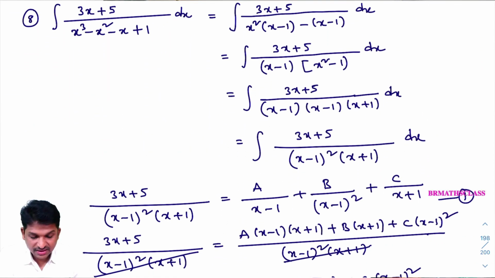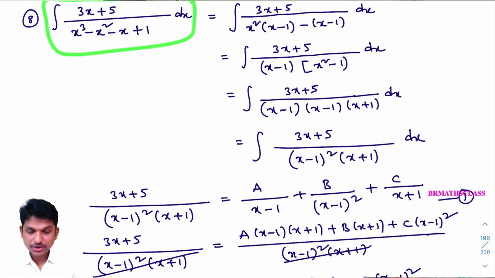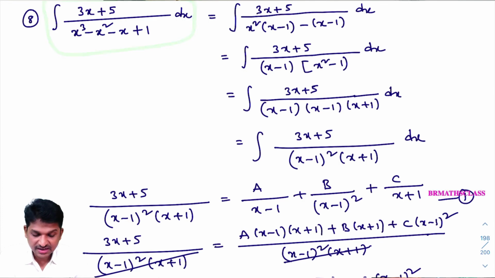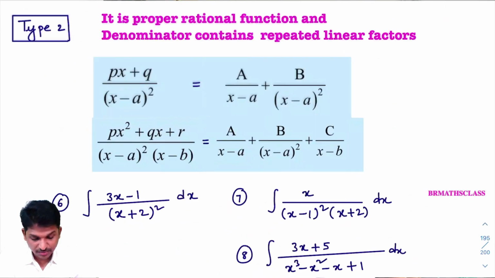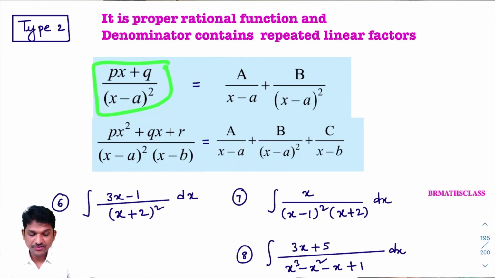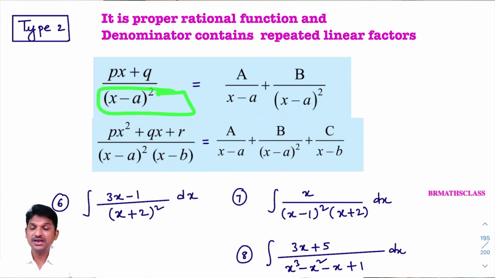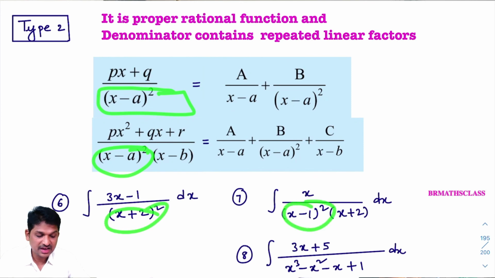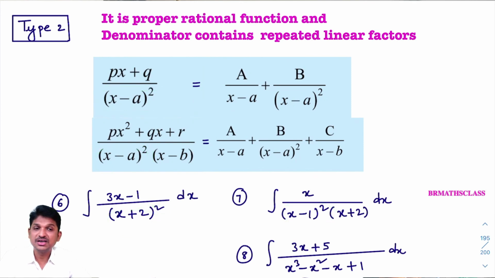What is the main thing you need to know here? You need to observe that it is a proper rational function and the denominator contains repeated linear factors. So in today's class, we completed these type 2 problems. What you need to know is whether the given function is a proper rational function or not. Later, observe the denominator. Does the denominator contain non-repeated linear factors or repeated linear factors? Here the denominator contains repeated linear factors. Right? In the last class, type 1, where the denominator contains non-repeated linear factors, we did. So I hope you understand this model.